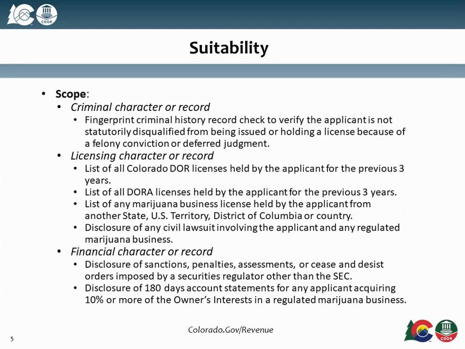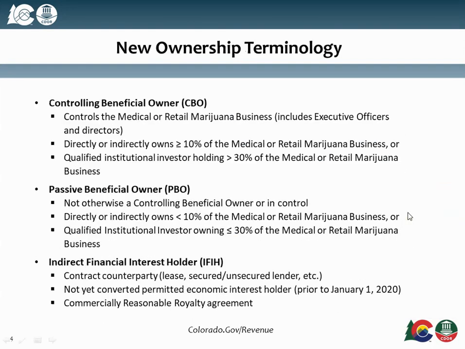A controlling beneficial owner is anyone who controls a regulated marijuana business or owns more than 10% of the owner's interest or securities in a regulated marijuana business, or is an executive officer or a member of the board of directors, regardless of stock or owner's interest percentage ownership. A passive beneficial owner, by contrast, does not control a regulated marijuana business and does not own 10% or more of the owner's interest or securities.